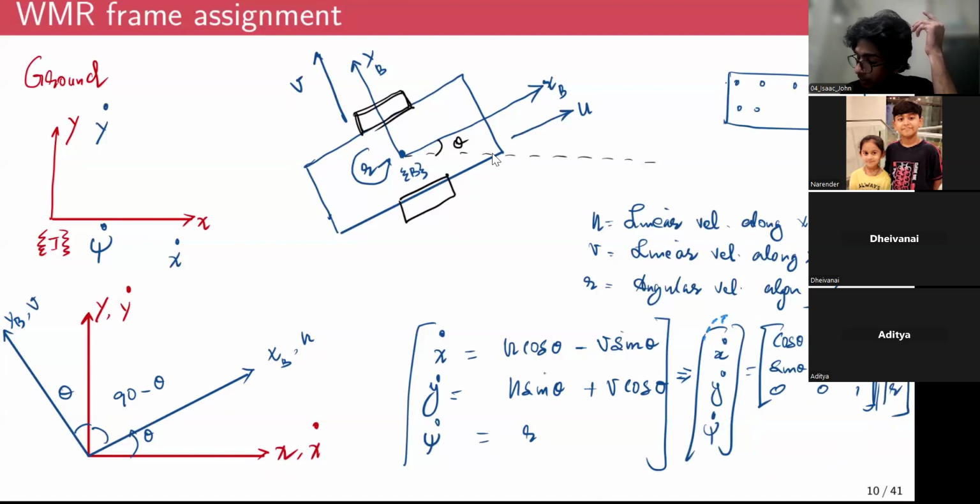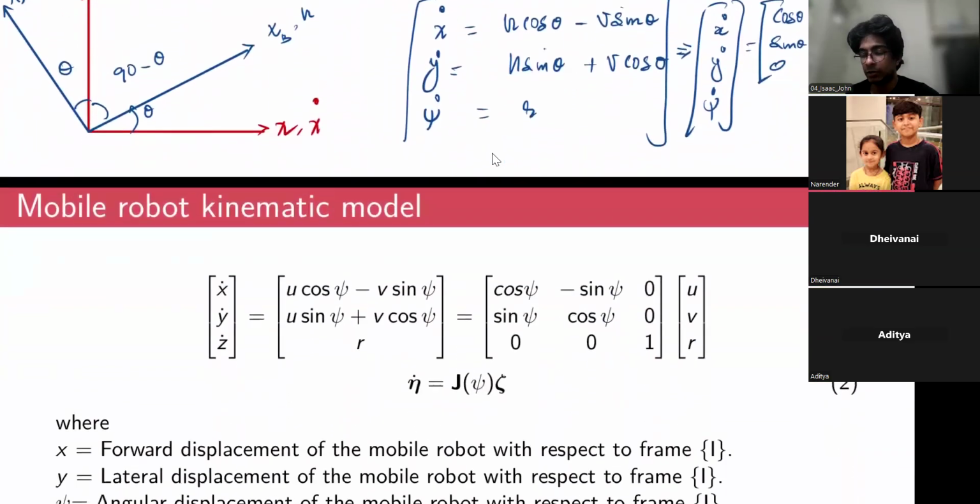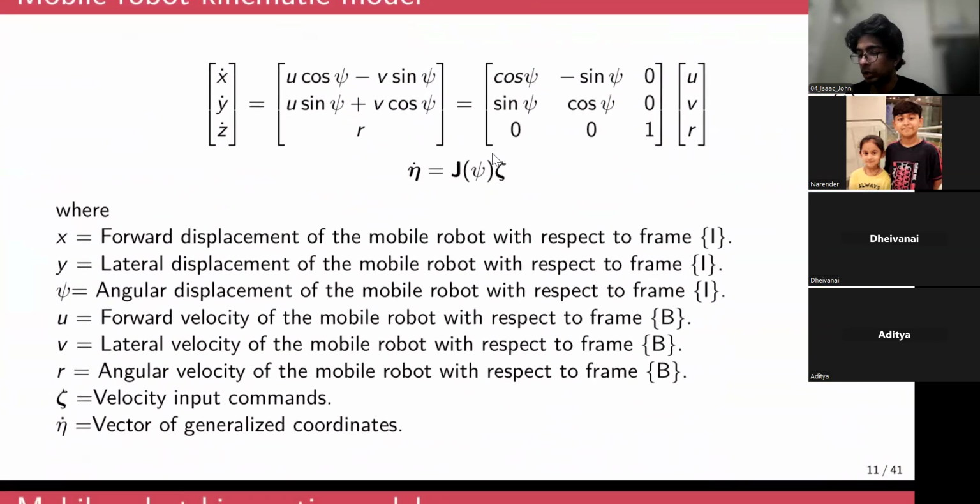So the mapping between x dot, y dot, and psi dot with respect to the fixed frame of reference to u v r, the velocities in the body frame of reference, is given by this matrix. Now we call this the Jacobian matrix, matrix J, right? That is the basic fundamental aspect of kinematics. You need to know how we can map the velocities in the fixed frame of reference to the velocities in the moving frame of reference.